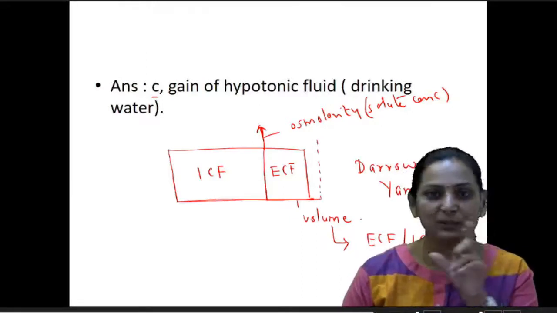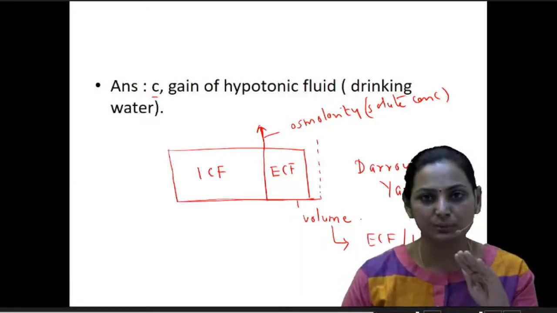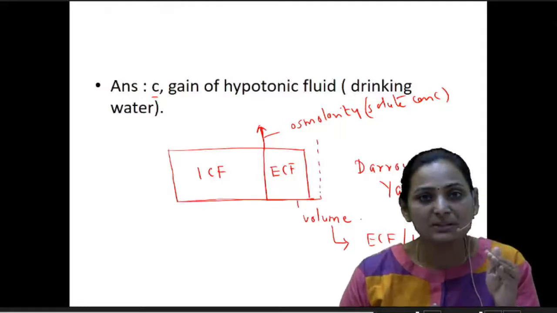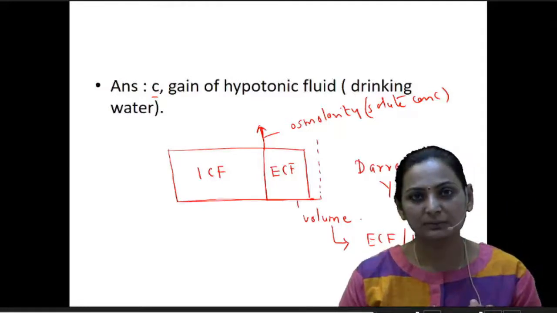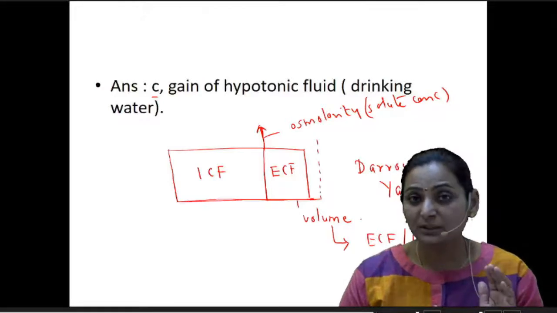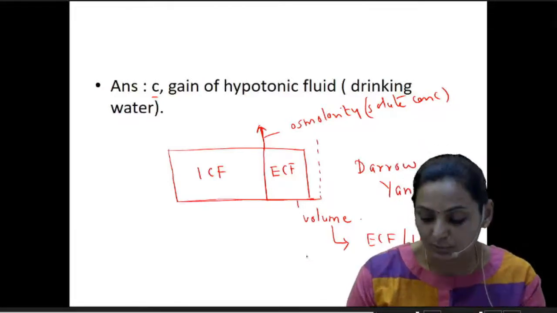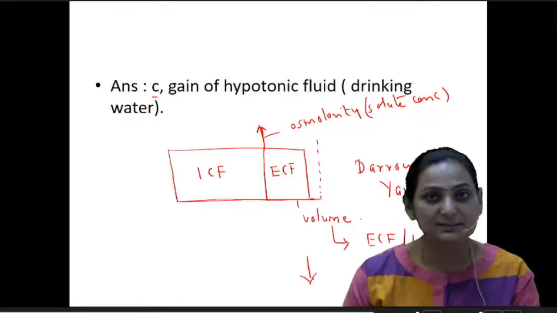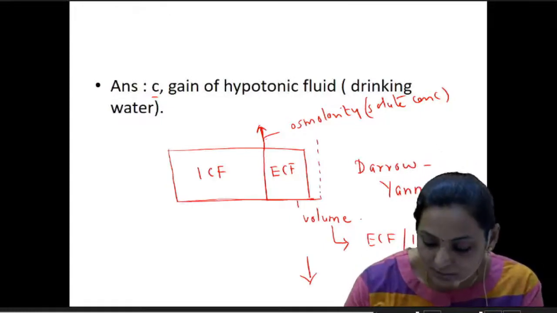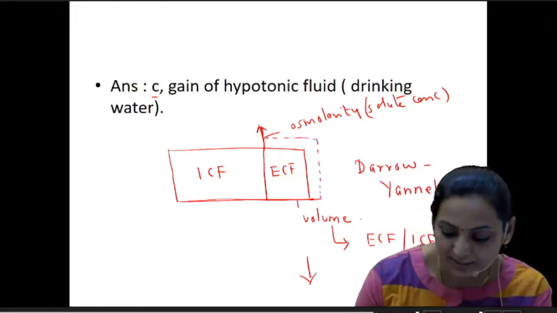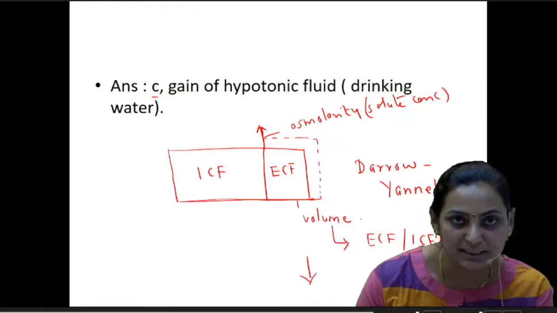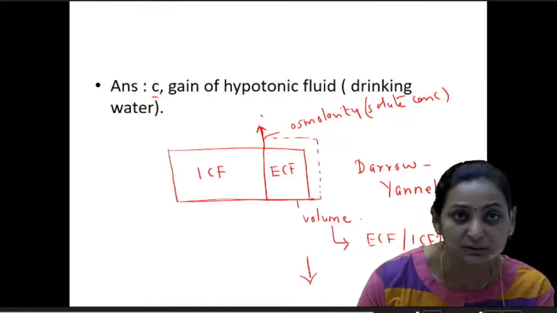Now it is plain water. It is not having any solutes. So will the solute concentration be less or more? The solute concentration will be less. That means this line will not go above the normal arrow.